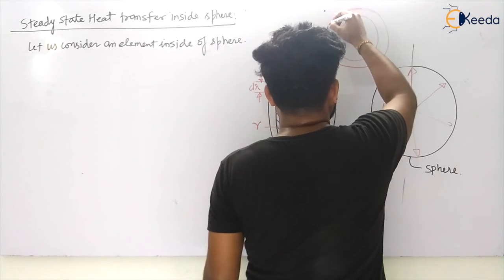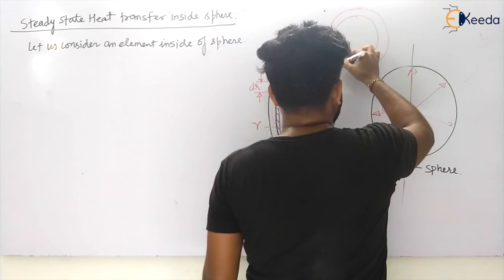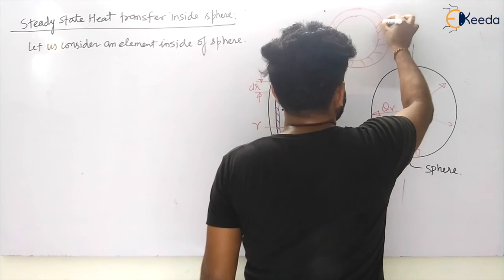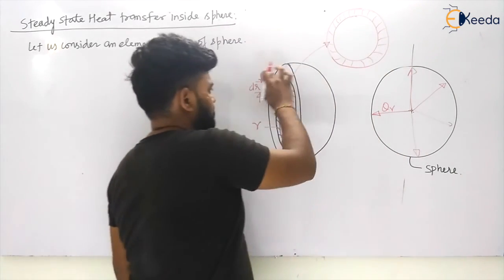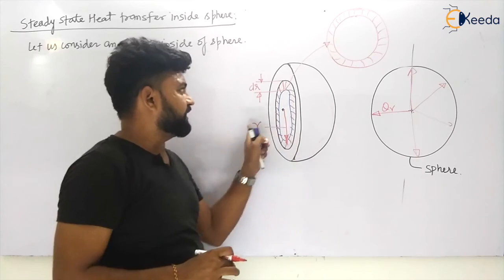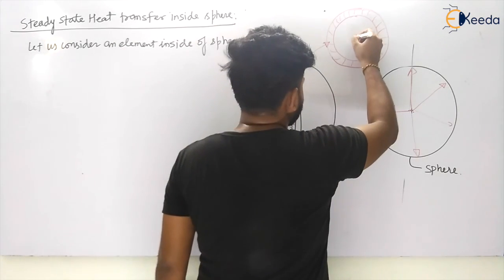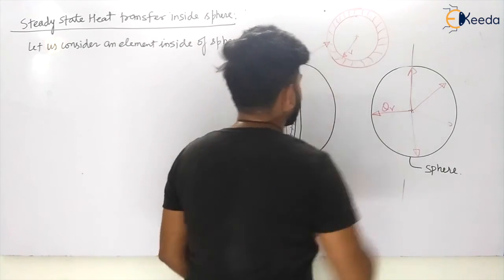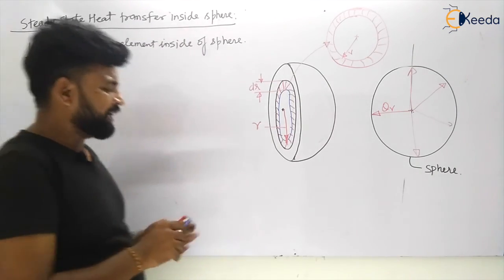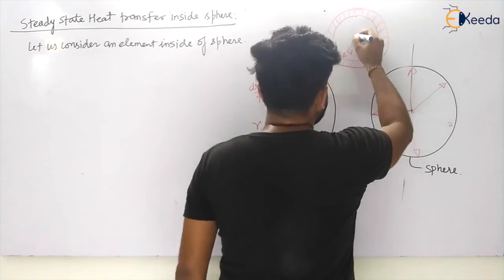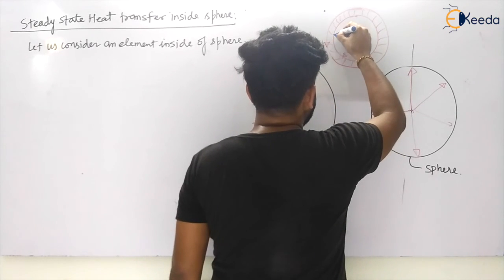Let us see, this is your element, my dear students. Now this is having radius, some thickness dr, and at the radius r from the center. So what will be there? There will be some heat transfer by conduction, and there will be heat transfer from inside. That will be your QR.